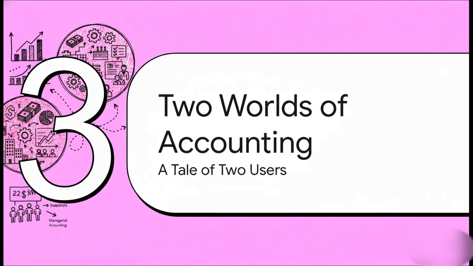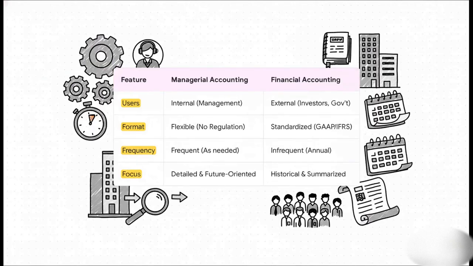Okay, so we know what makes information useful. But useful to whom? As it turns out, there isn't just one type of accounting. There are actually 2 completely different worlds, each serving a totally different audience. And this chart just lays it out so clearly. Think of managerial accounting as the company talking to itself. It's for the managers inside the building. It's flexible, they do it whenever they need to, and it's all about planning for the future.